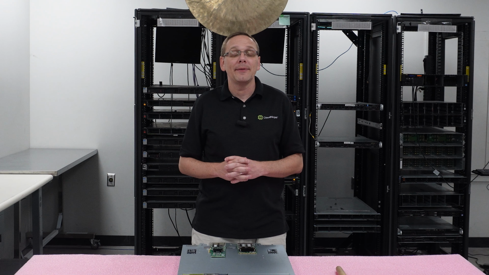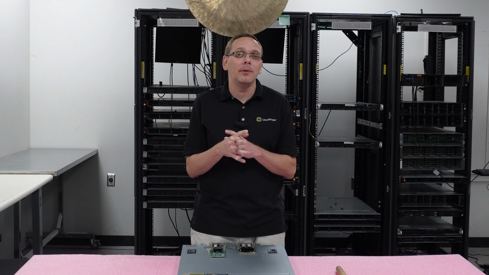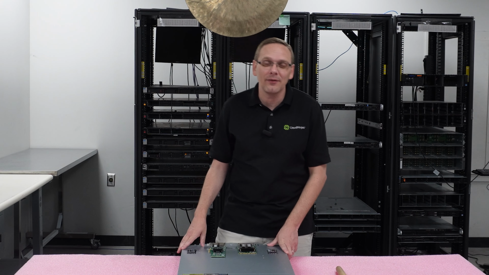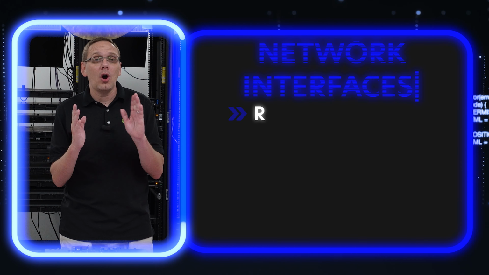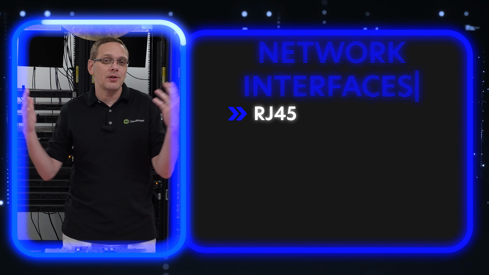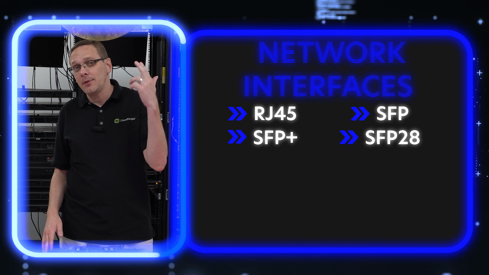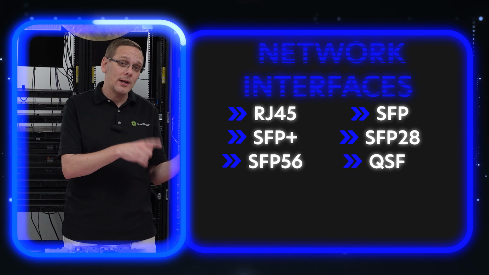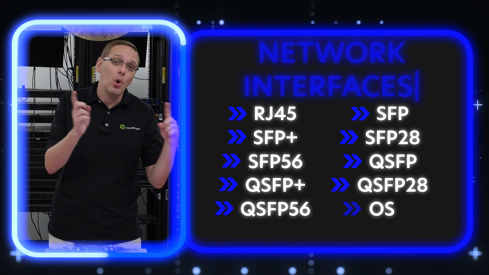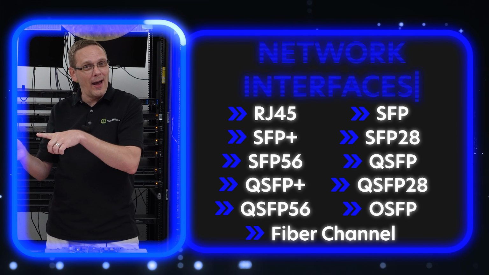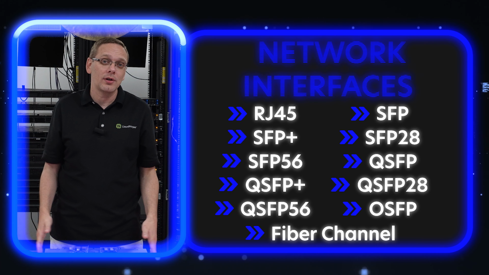All right, so let's talk about the different types of compatible interfaces. There are 11 types of compatible interfaces. I mean, that's crazy, right? There's that many interfaces nowadays. So the most prevalent probably is going to be RJ45, which is just another way of saying Ethernet. You're going to have SFP, SFP+, SFP28, SFP56, QSFP, QSFP+, QSFP28, QSFP56, OSFP, and good old fiber channel. So yeah, there's 11 different interfaces that you can use for the R660.